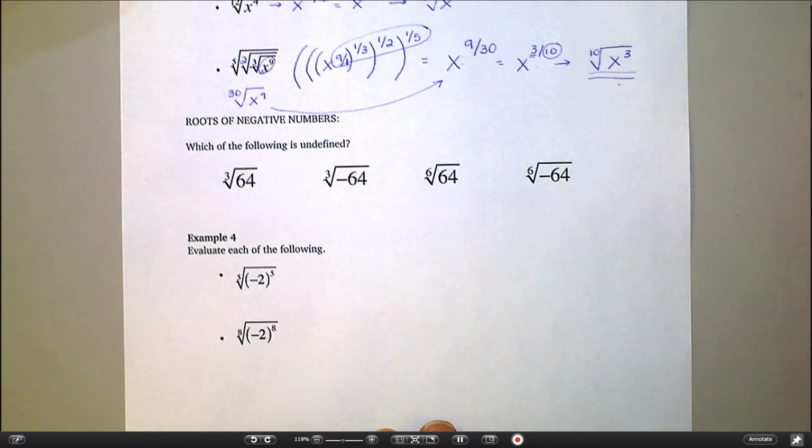All right, so let's talk negative numbers, because things get a little bit weird with negative numbers.